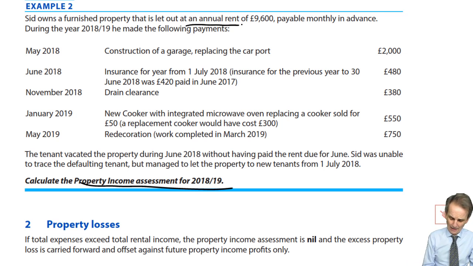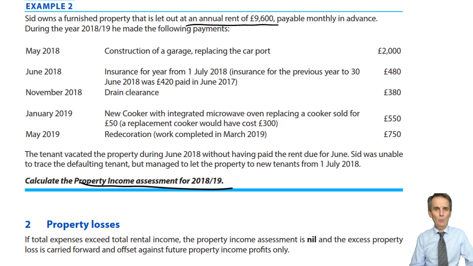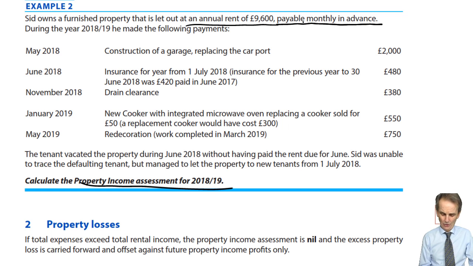So we're told let out at an annual rent of £9,600. Whereas with the previous example, where it was only let out part way through the tax year, we've got a full year's worth of rent that should have come in here, payable monthly in advance. So we'd expect to see the entire £9,600.